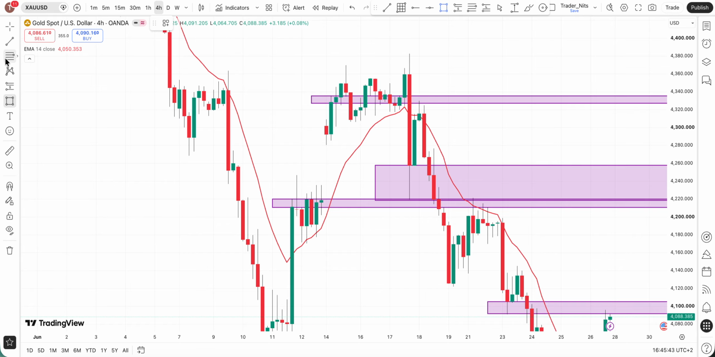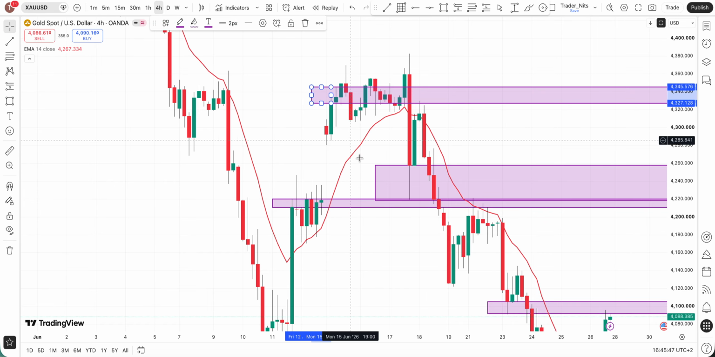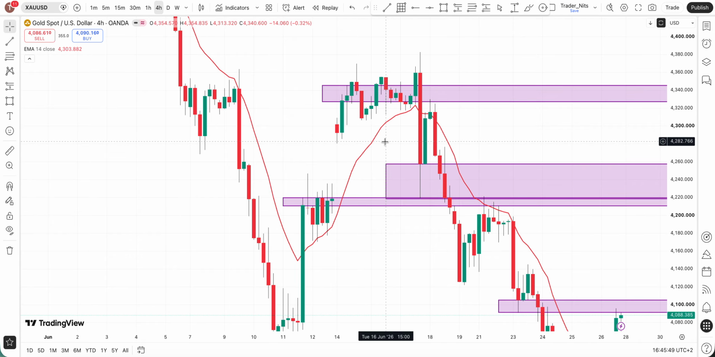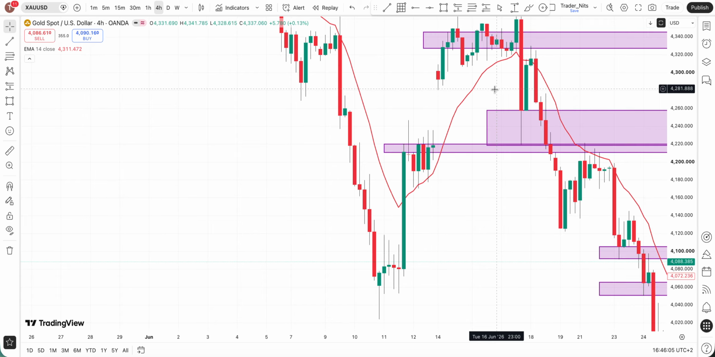Oh, maybe I can extend this like this. See how beautifully it's rejected. This was a news candle, so you don't need to worry about it. The price can move up and down very aggressively, so you just need to check the real price action.